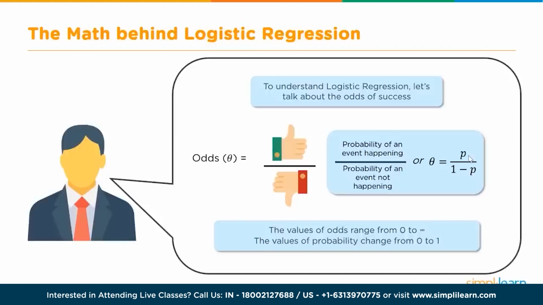So P is the probability of the event happening, the probability of the person getting a promotion, divided by the probability of the person not getting a promotion, that is 1 minus P. So this is how you measure the odds. Now, the values of the odds range from 0 to infinity. When the probability is 0, the value of the odds is equal to 0. And when the probability becomes 1, then the value of the odds is 1 by 0, that will be infinity. But the probability itself remains between 0 and 1.